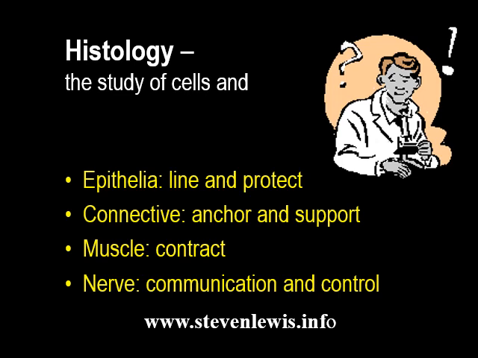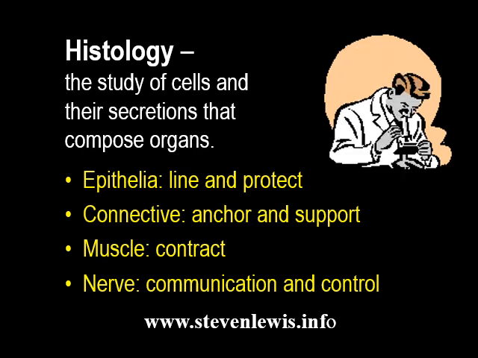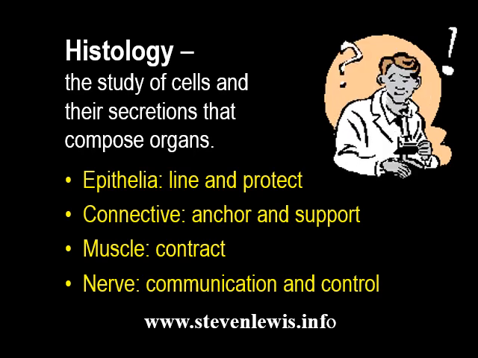Histology is the study of the tissues that compose the organs of our bodies. We usually classify different tissues in the body into one of four major types. Each type of tissue has special functions. Epithelial tissues line surfaces and secrete. Connective tissues bind and support. Muscle tissues contract. And nerve tissues communicate and control.